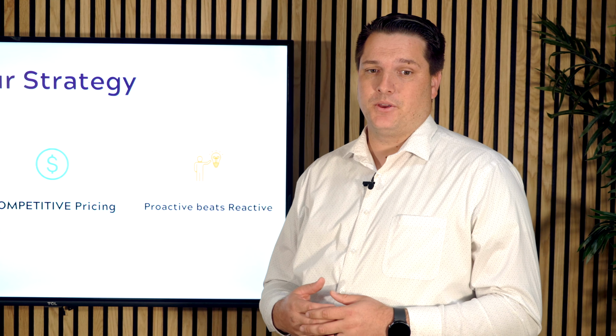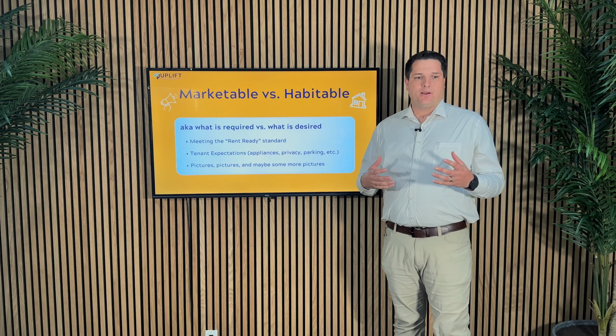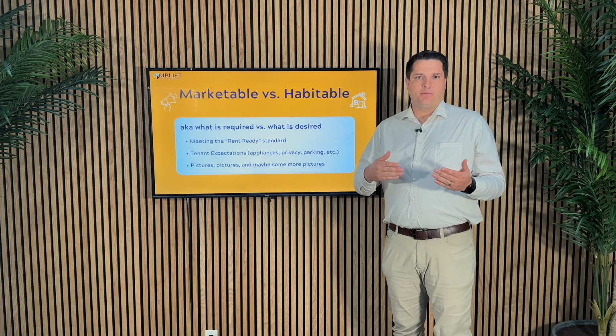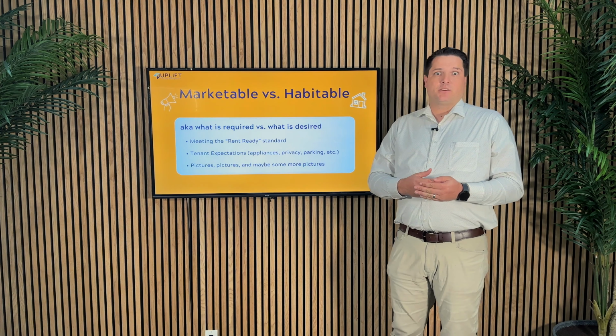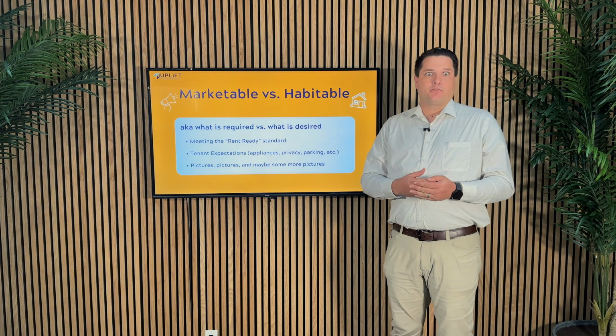All right, so marketable versus habitable. We've got what is required versus what's desired, right? And when you want to talk about things that are required, you're talking about, does the fridge work, or is there a fridge? Does the stove work? Heating and air? Are there holes in the wall? Is it clean? Those things are required, right? Those are habitability standards in California that we need to make sure that we accomplish.